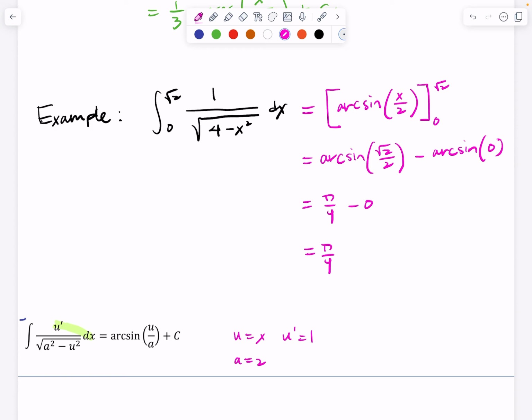Okay, and then I do have a few more examples, but I think I'm going to leave those for class for the definite integrals.